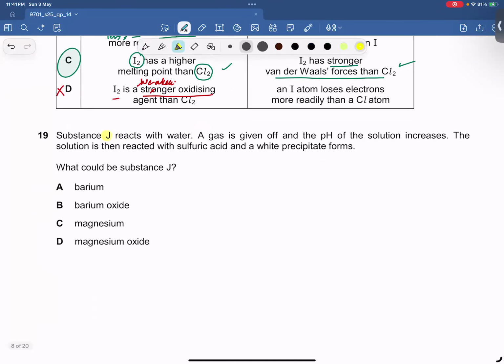Substance J reacts with water. So we have barium and magnesium. When barium reacts with water, it will turn to barium hydroxide and hydrogen gas. But when barium oxide is placed in water, it will turn to only barium hydroxide and no gas. And the same criteria apply with magnesium also. Magnesium gives you hydrogen gas, while magnesium oxide will give you magnesium hydroxide but no hydrogen gas. Okay.